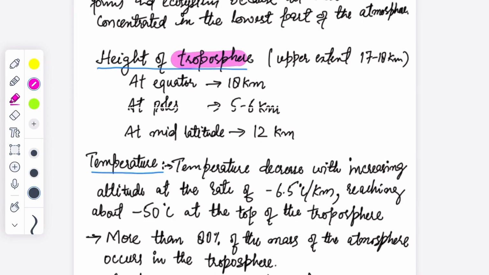So what is the extent of this lowest layer of the atmosphere, that is called the troposphere? It is up to 17 to 18 kilometers, but it varies at the equator and poles. At the equator, it is about 18 kilometers, and at the poles, it is about 5 to 6 kilometers. So on an average, in mid latitudes, the extent of the troposphere is about 12 kilometers.